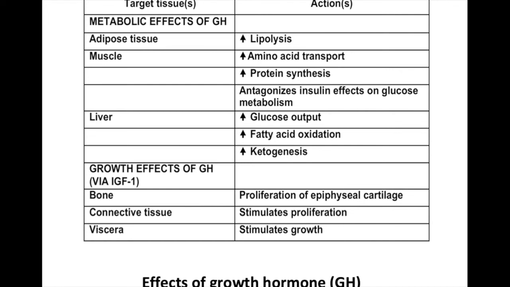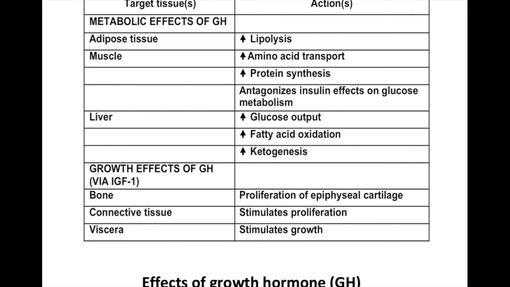This shows you what it does to the metabolism. It will increase the lipolysis of the adipose tissue. In the muscle, it will increase amino acid transport, so the uptake of amino acids, and it will increase protein synthesis. And then it increases glucose output, increases fatty acid oxidation, and increases ketogenesis. So its overall effect then is to move the metabolism away from protein sources and to utilize glucose and fats more. And it has a protective effect on the muscle.